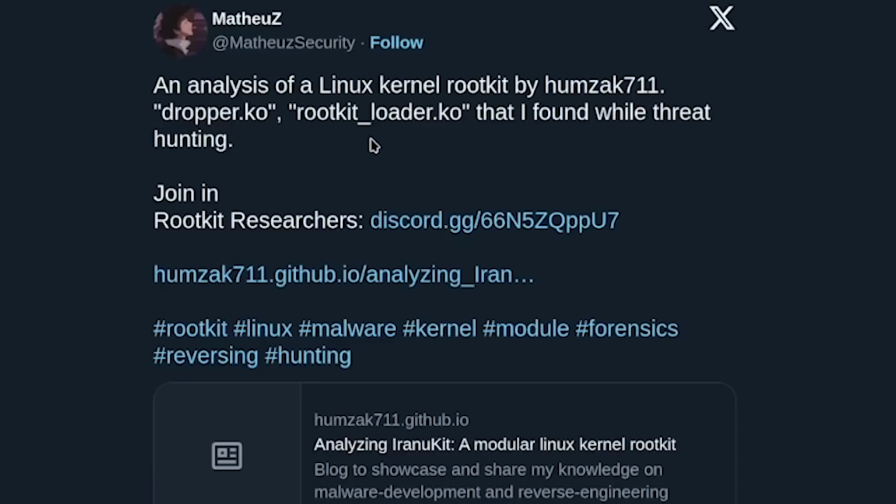So initially when people were looking into this, there was an entire Discord centered around, again, this one Linux kernel rootkit discovered by Humzok711. And this was known as IranuKit, which again was a modular Linux kernel rootkit.